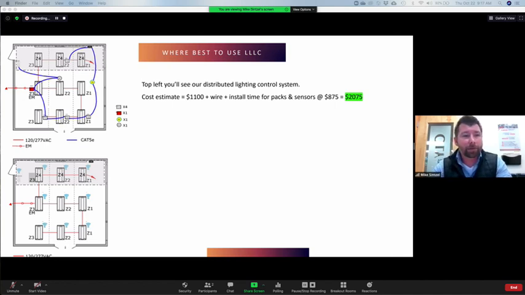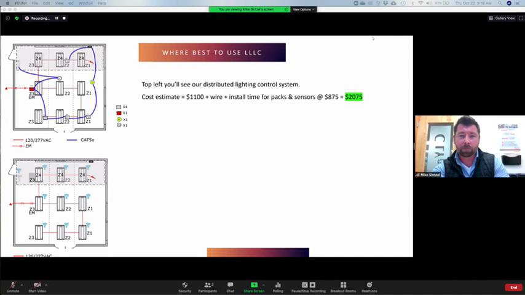At the top left here, you'll see a network system that gets into those packs. There's 4 packs, regular 0 to 10. Then there's the dimming 0 to 10 emergency. Then you have a PC, a photocell dimming pack, and then you have an occupancy sensor. So a lot of devices, a lot of installation costs. Cost estimate rough equals 1,100 plus wire plus install time for the packs and sensors. You're looking at a lot of money to install all this stuff.